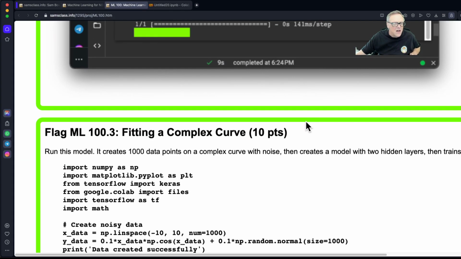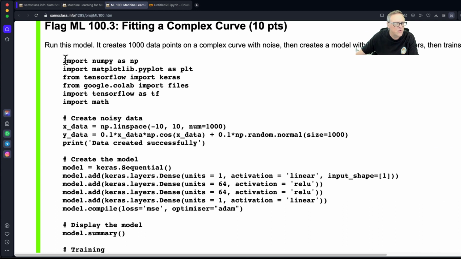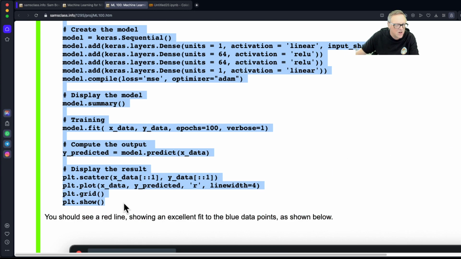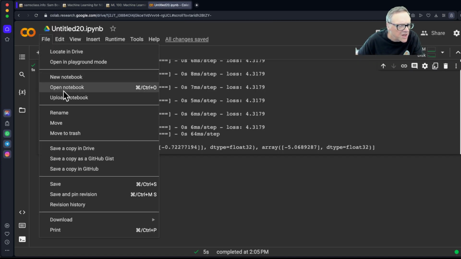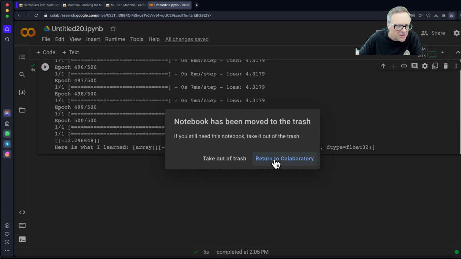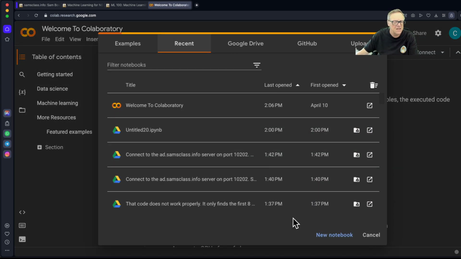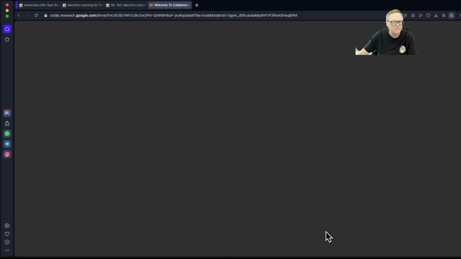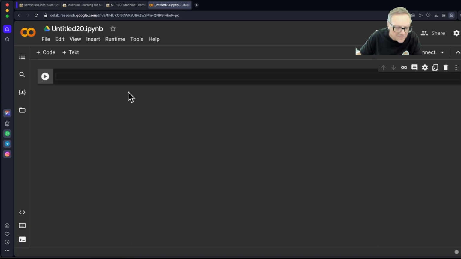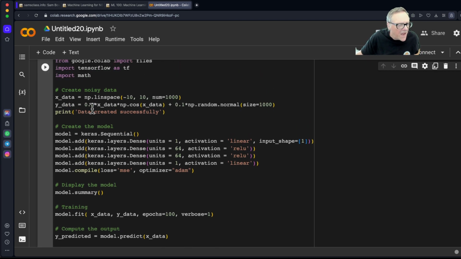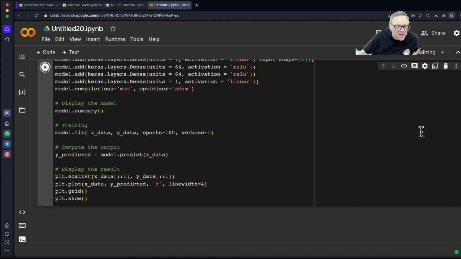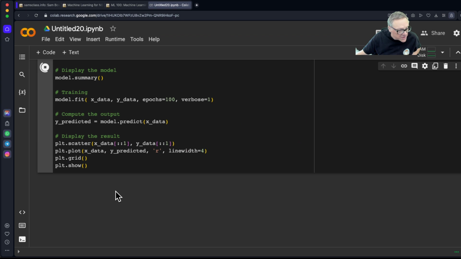So anyway, we can fit a complex curve and we can print out the answer with a bit more code here. So I want to make a new notebook for this. I'm going to move to trash and return to Colab and make a new notebook. And run this one. This one is going to print 0.1 times x times cosine of x. So it's going to be a wavy curve that gets bigger as it gets further away from 0. So it's a much more complex curve to fit.